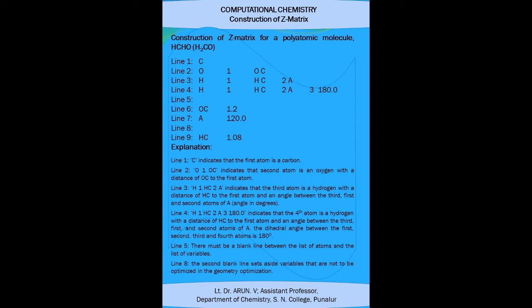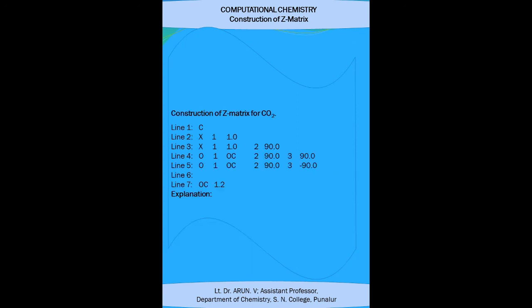If we take the Z matrix for any molecule, first of all we have to know the molecular structure. Without that structure we cannot do anything. This is the Z matrix for the carbon dioxide molecule: first line C, second line X 1 1.0, third line X 1 1.0 2 90.0.